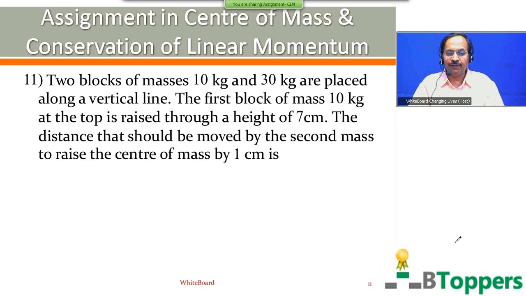Look at question number 11 on the screen. This question was given in one of the All India medical entrance exam papers also. Two blocks of masses 10 kg and 30 kg are placed along a vertical line. The first block of mass 10 kg at the top is raised through a height of 7 centimeter. The distance that should be moved by the second mass to raise the center of mass by 1 centimeter is?